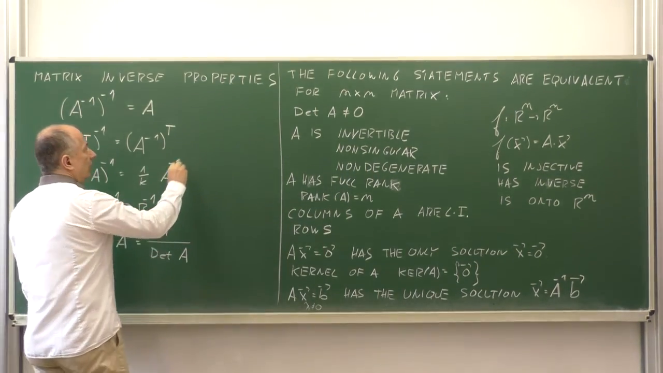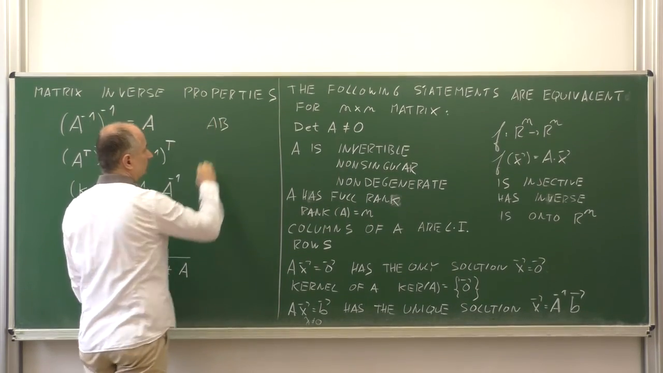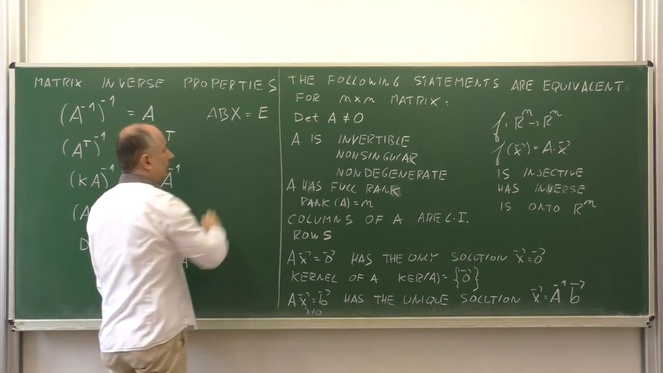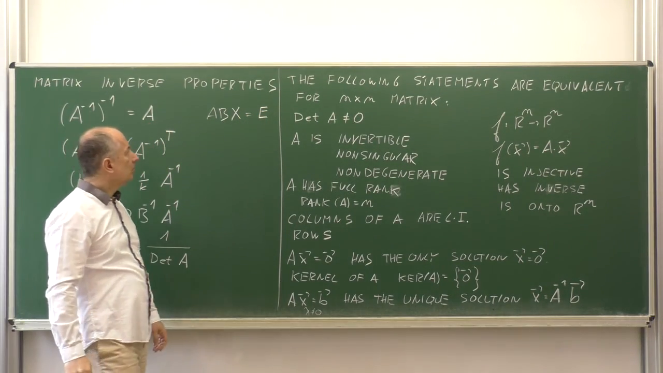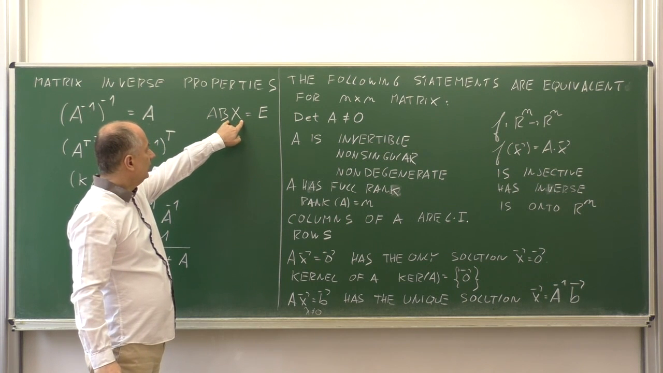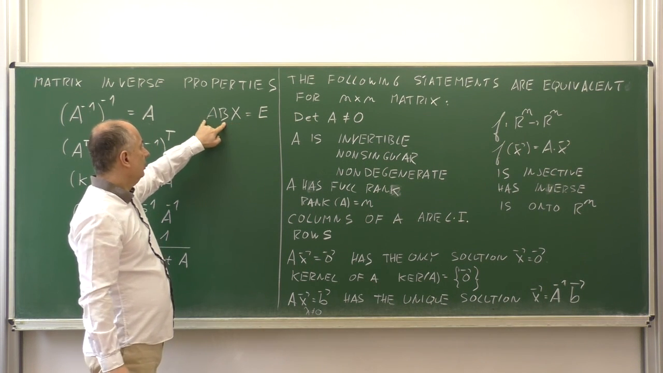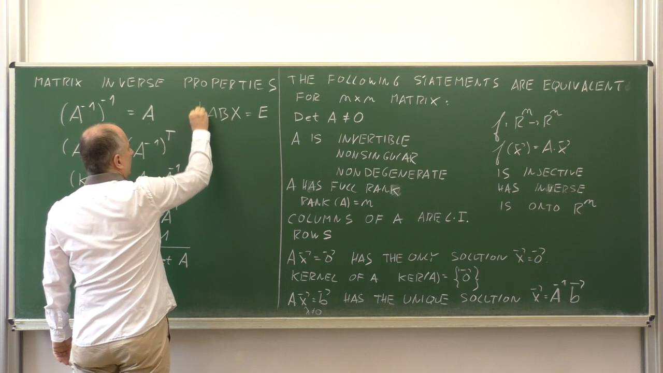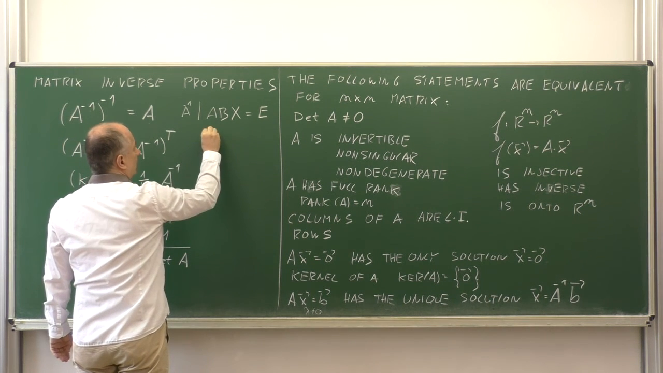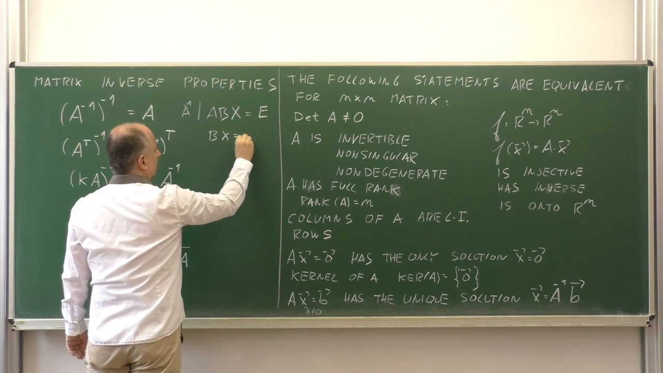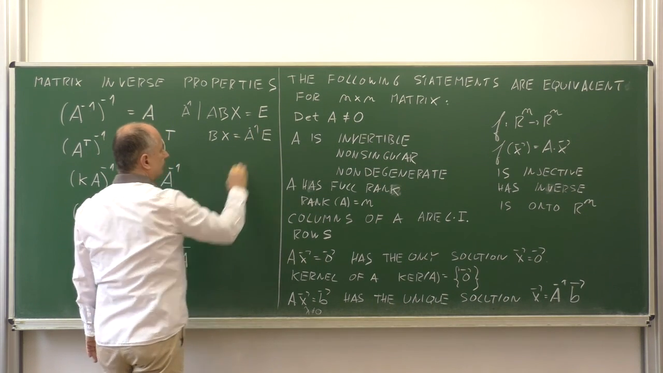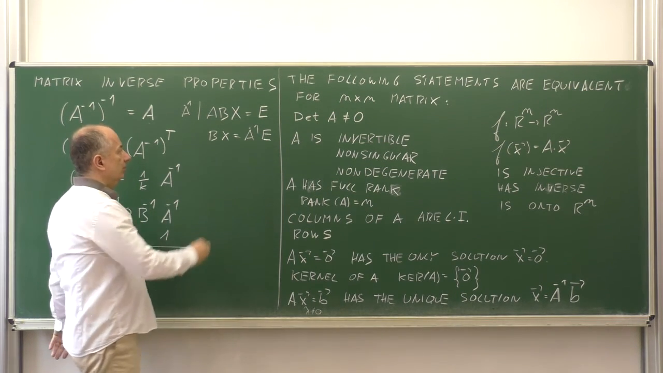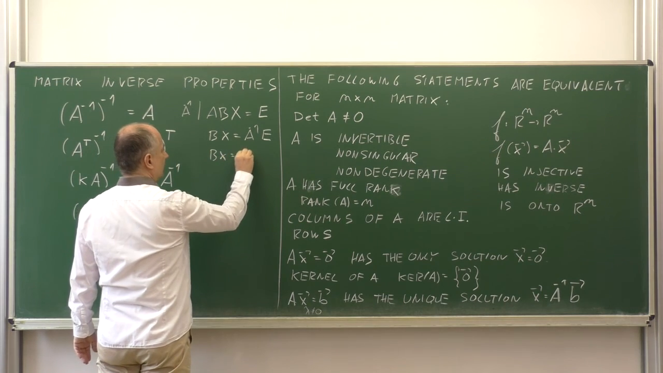Perhaps we can show this. So we have 2 matrices, A, B, and we want to find a matrix, let's call it capital X, such that the product is E. And we want to find a relation between X, which is the inverse to AB, and A inverse and B inverse. If we multiply by A inverse from the left, we get B X is A inverse E. But E times anything is this anything alone, so we have B X is A inverse.